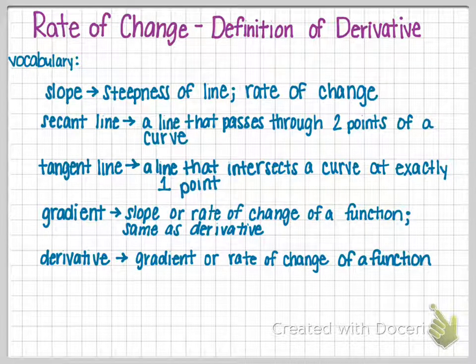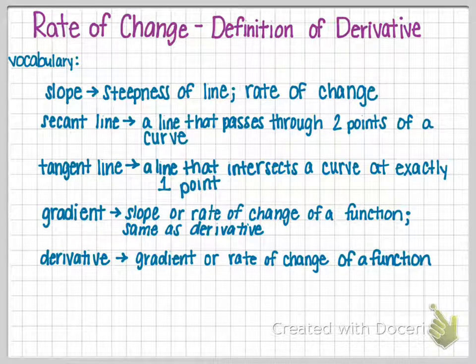There we go. A gradient is a fancy word for slope, and people tend to use the word gradient in calculus more than they use the word slope. So gradient is the slope or the rate of change of a function. It's also the same as the derivative. So if you're asked to find the gradient, you should be finding the derivative. And a derivative is the gradient or the rate of change of a function.